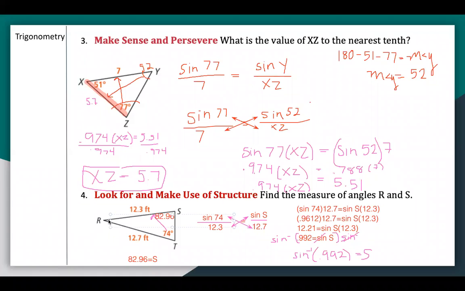Angle R is 23.04. And again, we got this from doing 180 minus 82.96 for angle S minus 74 for angle T, and we got 23.04. Okay, and so that's how you solve question 3 and 4 at this point.